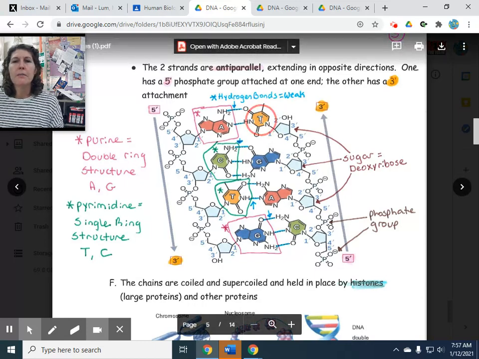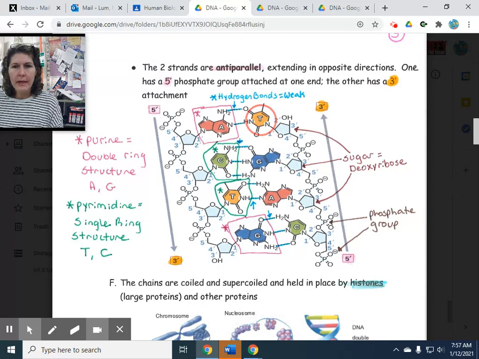Well, we know here is a pyrimidine. It is a single ring structure. Here's a purine. It's a double ring structure. So great. I know that this is either adenine or guanine. I know that this is either thymine or cytosine.